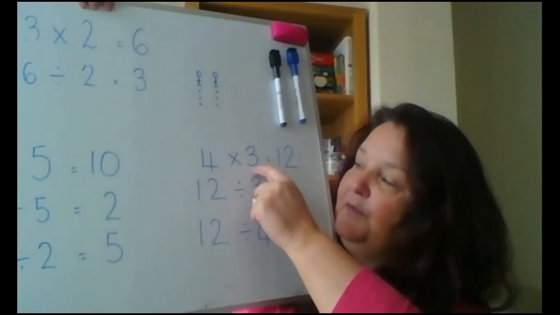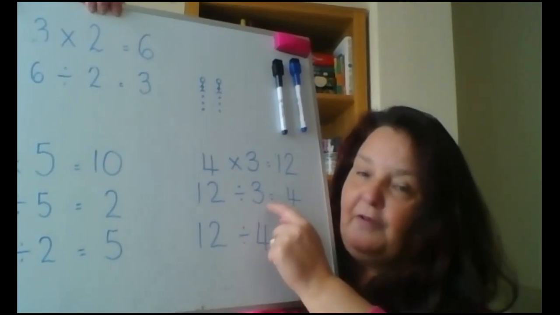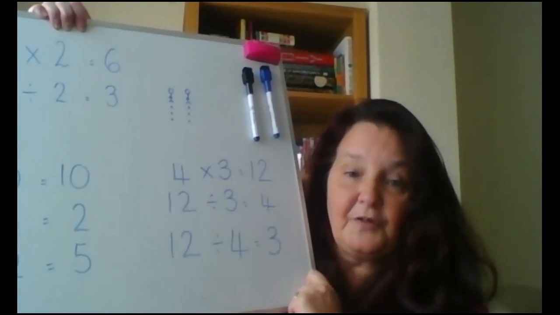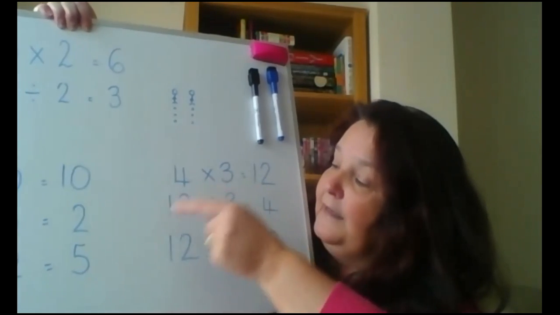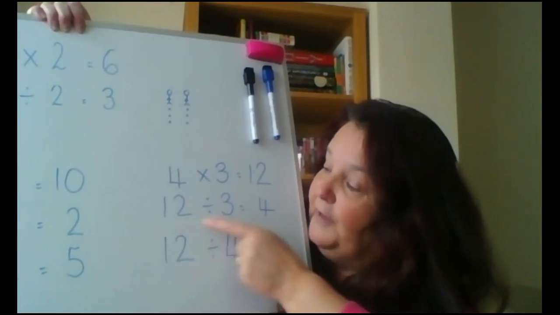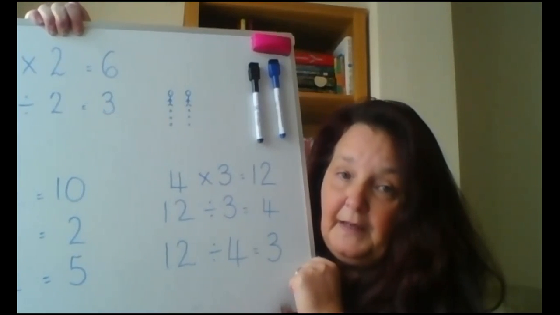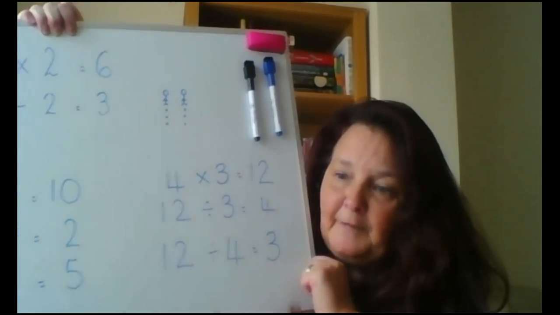Okay, here's another one to show you. 4 groups of 3 is 12. 12 shared by 3 equals 4. And 12 shared by 4 equals 3. So all I've done is use these numbers here, and I've put the biggest number first and done my divisions. Okay, just let you look at that for a moment. So finding the inverse is literally just swapping the numbers around.